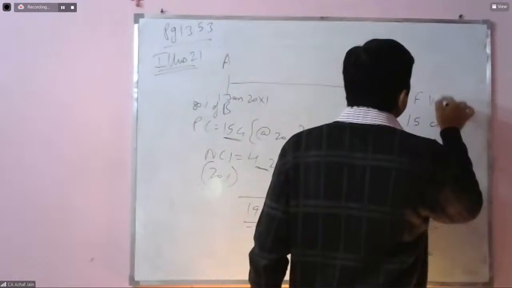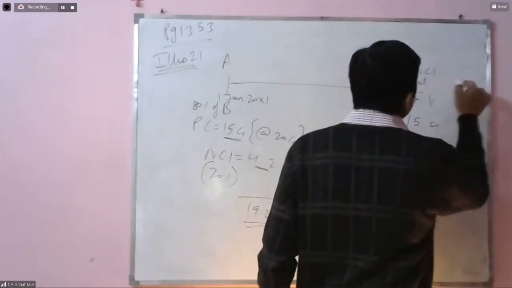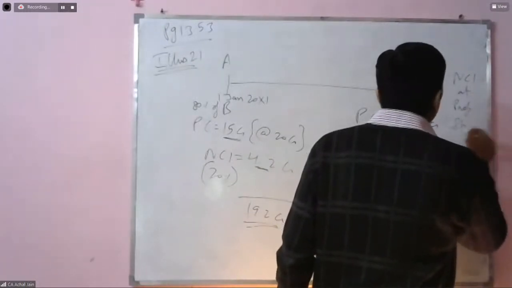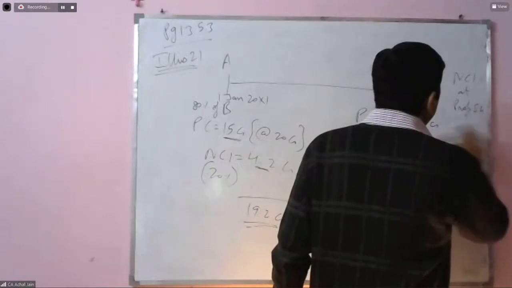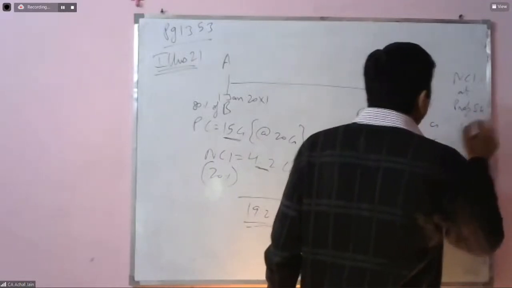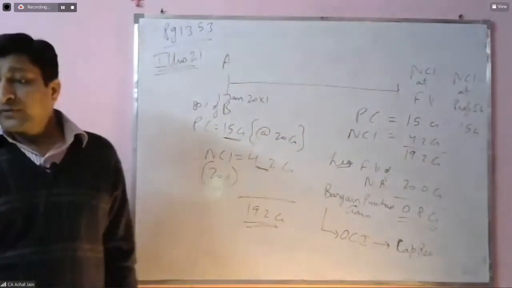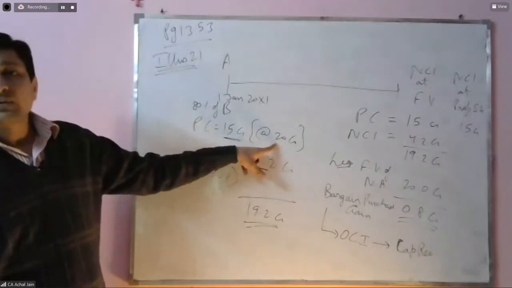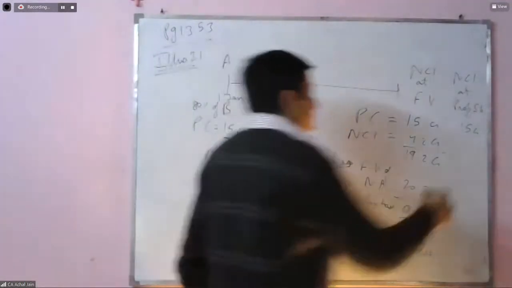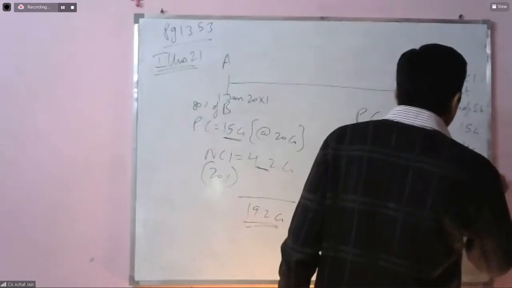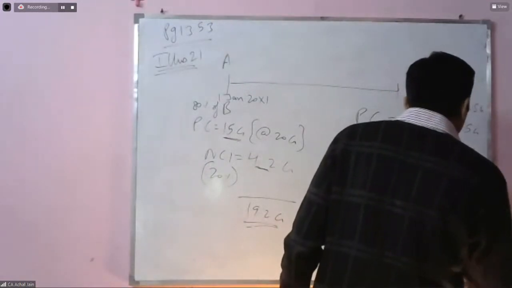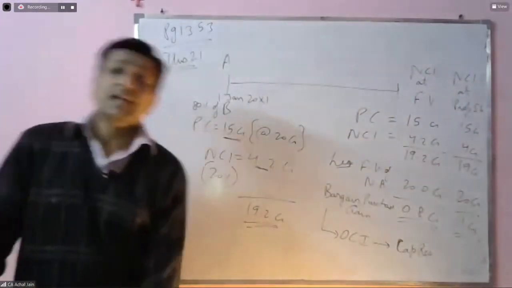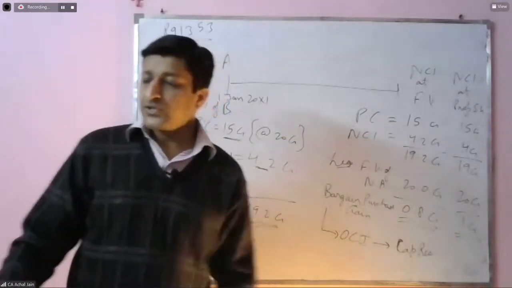In this case, NCI is measured at fair value. Let's suppose NCI at proportionate share is computed. Then what will happen? This will continue to remain 15 crores. But what will be the value of NCI? NCI will be 20% of 20 crore, 4 crore. So this becomes 4 crore. So this comes out to 19 crore. This remains at 20 crore. This becomes 1 crore. So the amount of bargain purchase will also change.